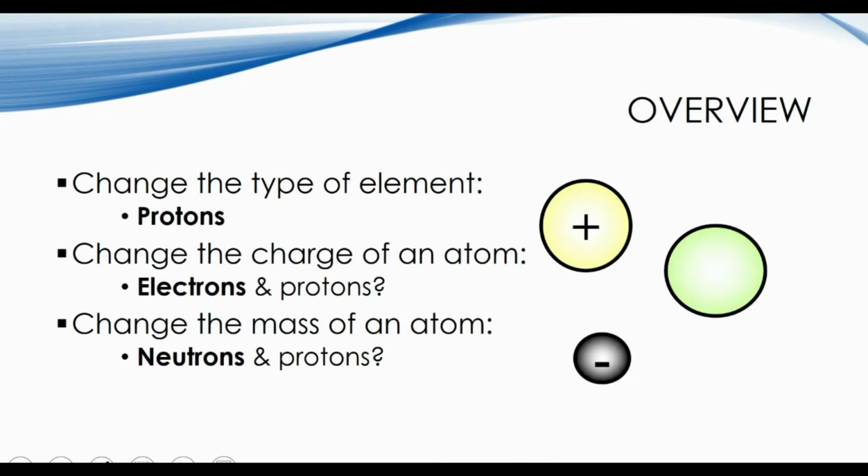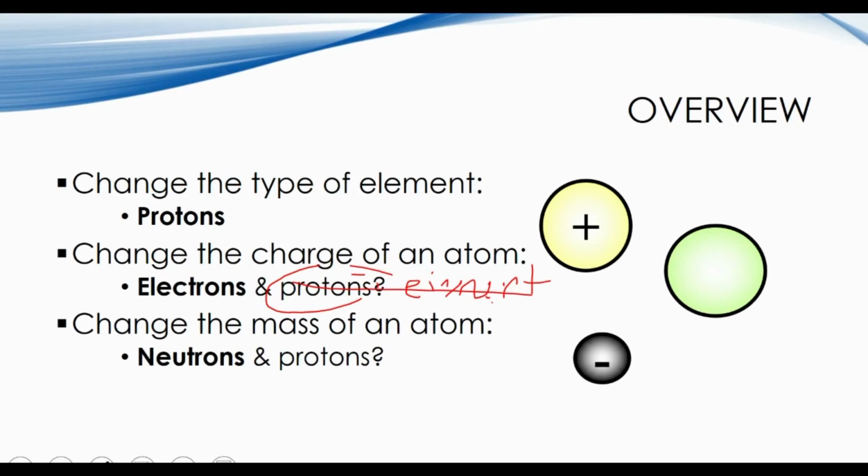So, overview. If you want to change the type of the element, you would change the amount of protons, which we really don't want to do, right? Because you don't want to change the element. If you want to change the charge of an atom, you would end up changing the electrons and even the protons, right? But technically, remember, if you change the protons, you change the element. And you don't want to do that, right? So we really can only change the electrons.